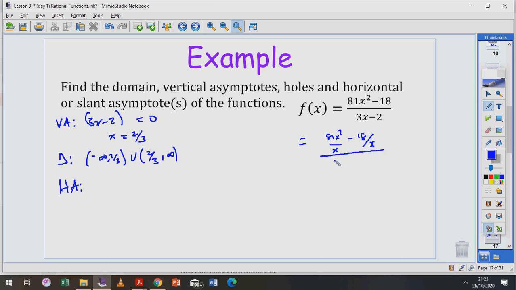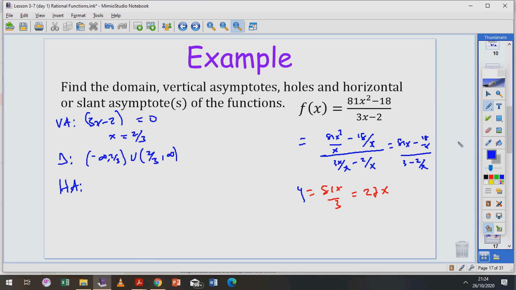Then 3x out of x minus 2 out of x. See, this simplifies to 81x minus 18 out of x divided by 3 minus 2 out of x. So if I set x to be a very, very big number, this will be 0, this will be 0, and I'll just end up with 81x out of 3, which is 27x.